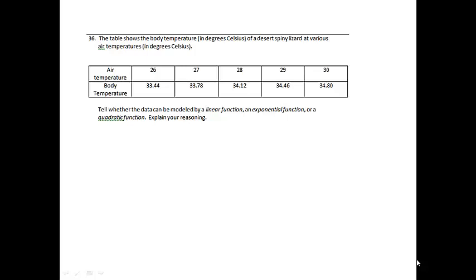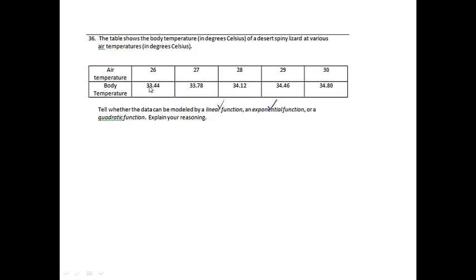Ready, number 36. The table below shows the body temperature in degrees Celsius of a desert spiny lizard at various air temperatures in degrees Celsius. Tell whether the data can be modeled by a linear function, an exponential function, or a quadratic function, and then explain your reasoning. So you'll notice we're looking at the body temperatures. The data is going up, so we know that it's either going to be linear or exponential. And now we need to decide, is it going up by a constant amount?